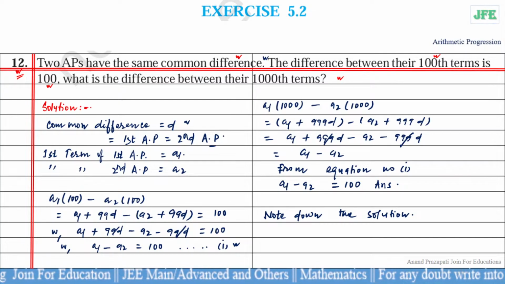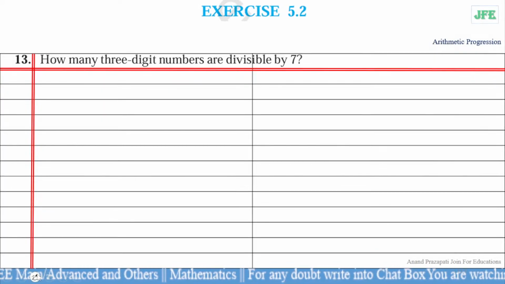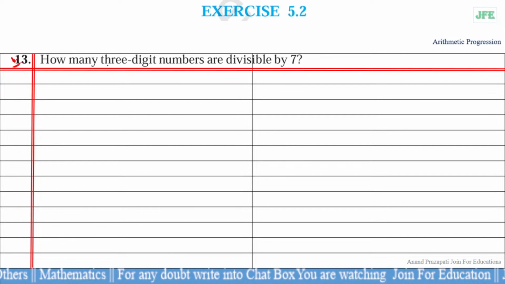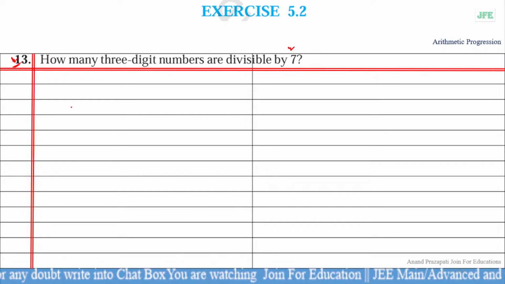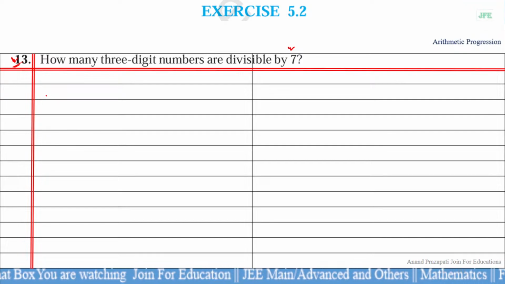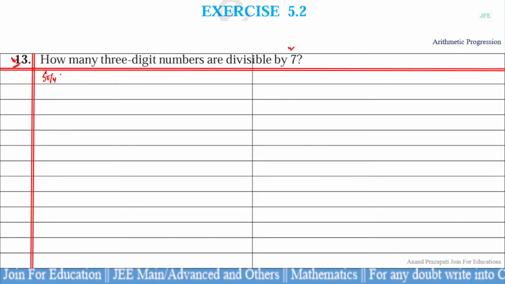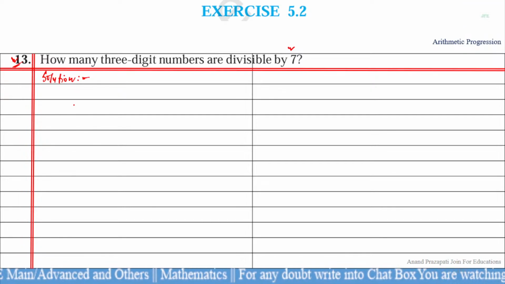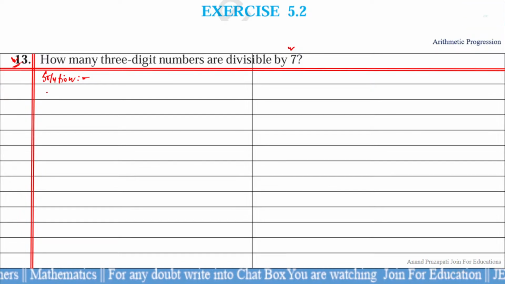So let's see the solution of question number 13. How many 3-digit numbers are divisible by 7? So write down your solution. So list the 3-digit numbers which are each divisible by 7.